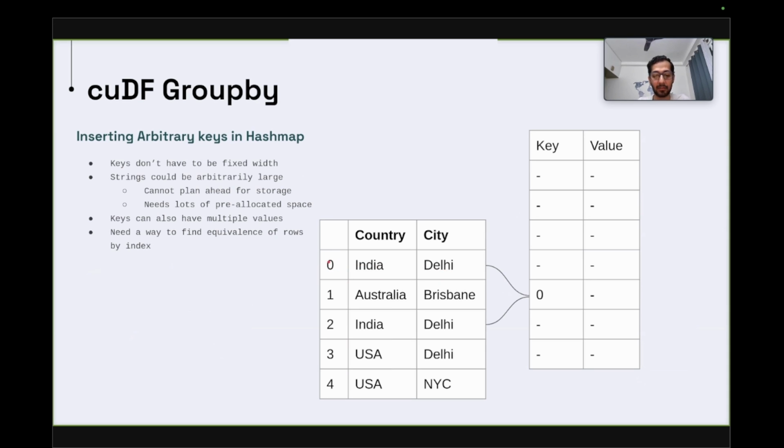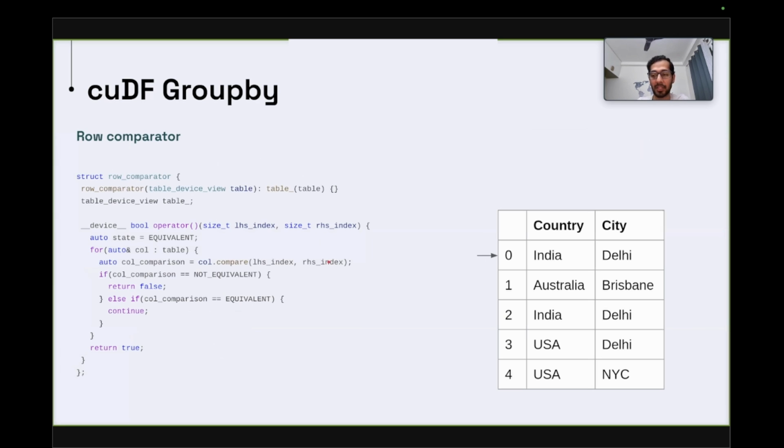And to do that, we make a comparator object. So this is a row comparator. It takes the table device view, and this is similar to the table view, except in the case of a table device view, all the pointers to all the data buffers in the columns are first copied into a buffer on the GPU, and then a view is made out of it. So that once you have this stable object on the device, you can query it: give me the ith element of the jth column, and it can give it to you.